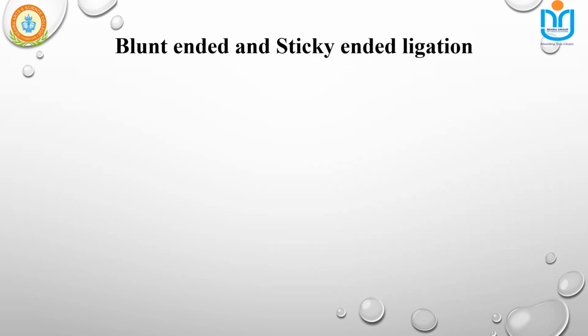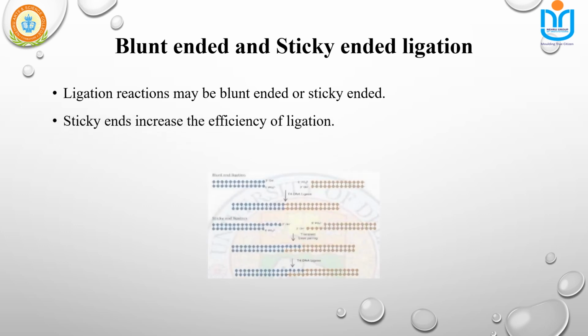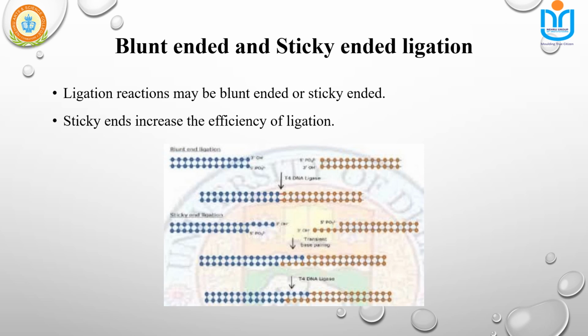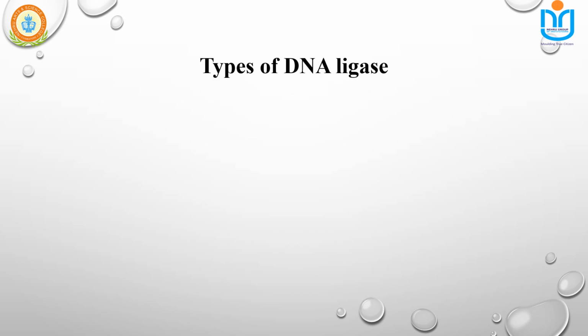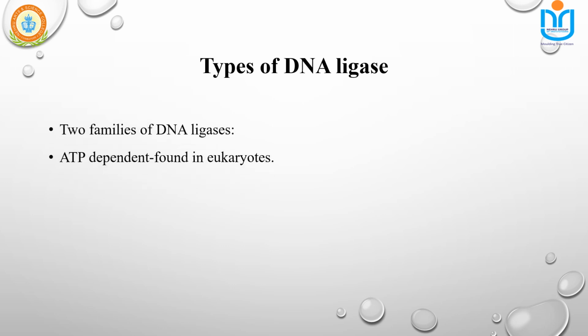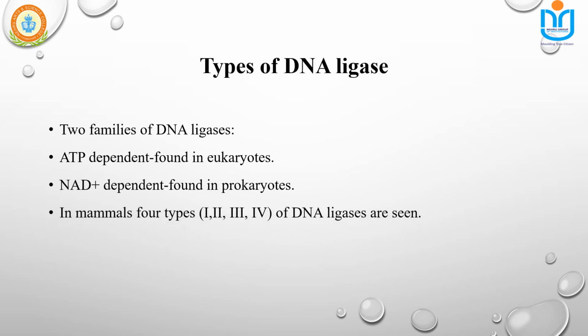Blunt-ended and sticky-ended ligation. Ligation reactions may be blunt-ended or sticky-ended. Sticky ends increase the efficiency of ligation. Types of DNA ligase. There are 2 families of DNA ligases, ATP dependent, which is found in eukaryotes, and NAD+ dependent, which are found in prokaryotes. In mammals, there are 4 types, 1 to 4, of DNA ligases.